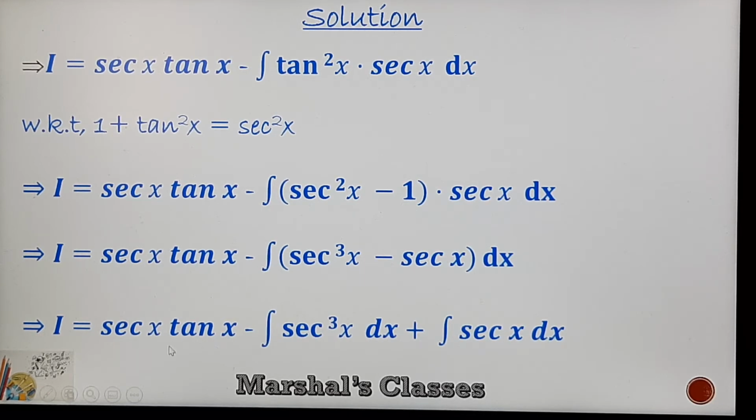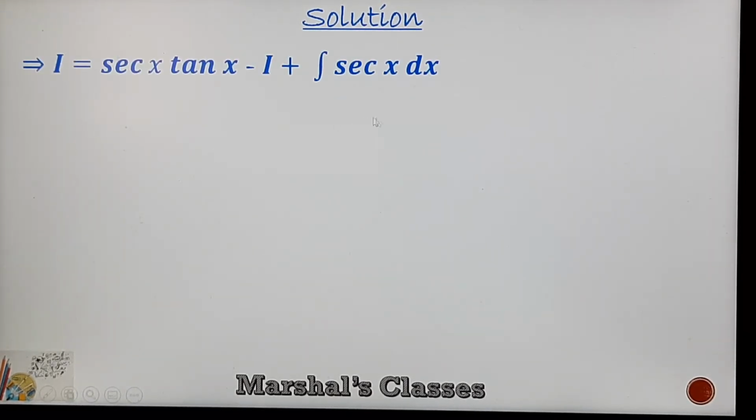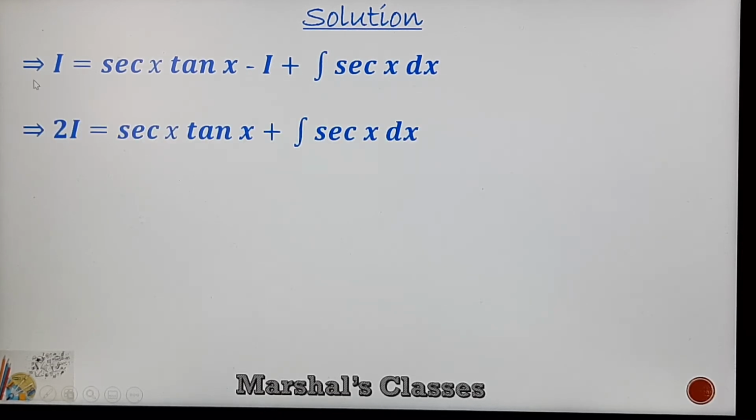So I becomes secant x tan x minus integral secant cube x dx, minus minus becomes plus integral secant x dx. Now we know that this expression here, integral secant cube x dx, is nothing but what we had assumed to be I, so we take that I and move it to the LHS. It becomes I plus I, 2I is equal to secant x tan x plus integral secant x dx. Now integral secant x dx, we know that is nothing but ln of secant x plus tan x.